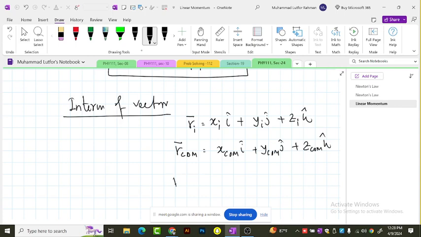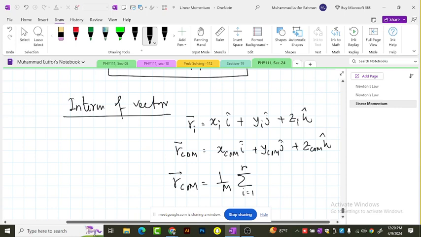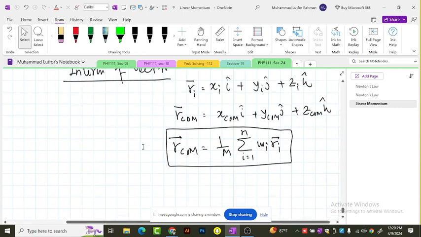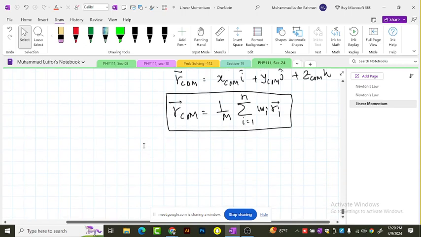That's why in general the vector form we can write as r com equals 1 over M summation i from 1 to n of mi ri, where ri is a vector. All right, that is the general formula for point particles to find the center of mass. Using that formula we proceed.